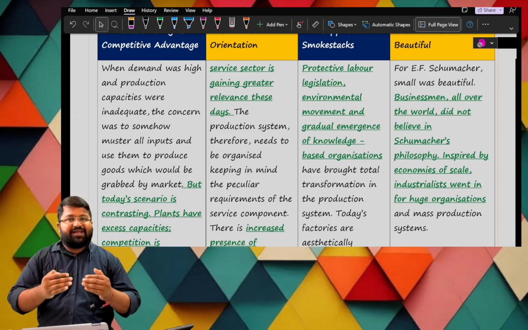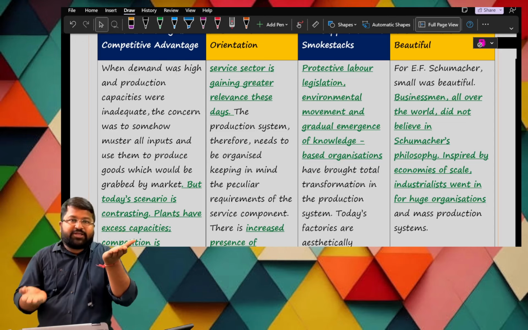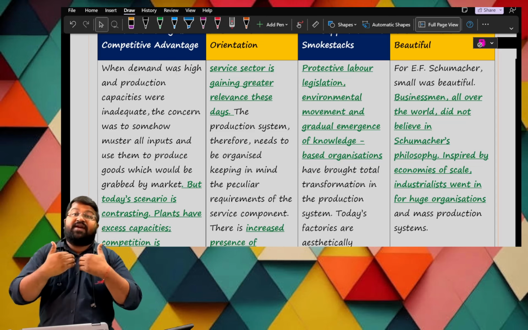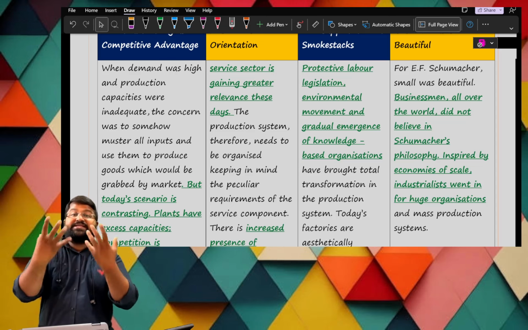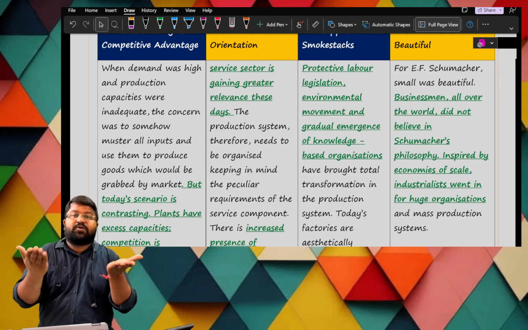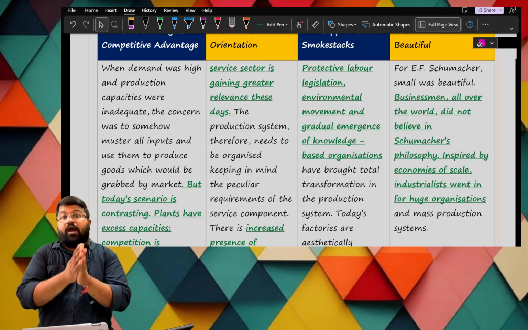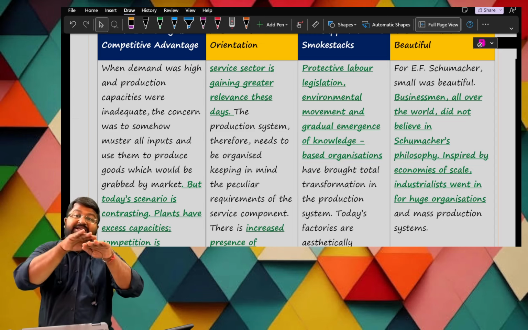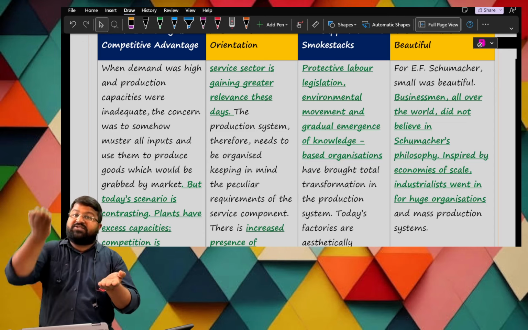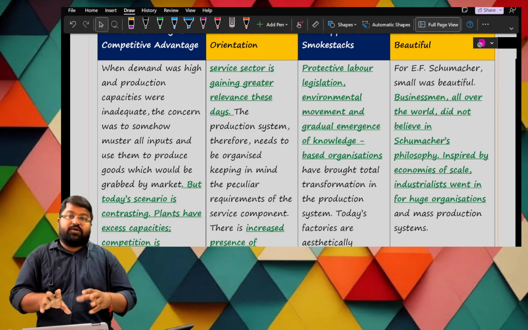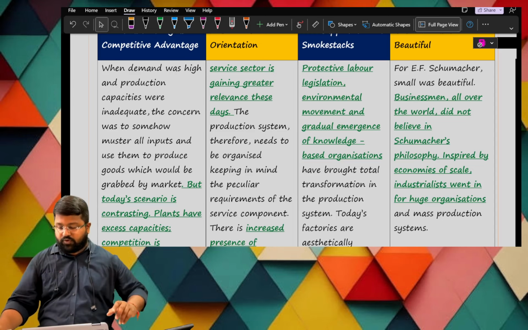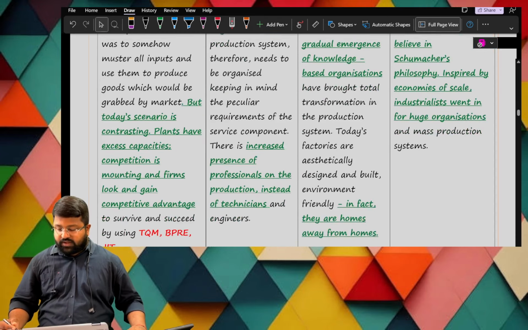Okay, so automatically when the demand is more, I should be in a position to meet the demand. So my manufacturing activities should be in such a way that the customer demand is always met. Also, my manufacturing should be in a position to manufacture only as per requirement. If I'm manufacturing more, I'm also at risk because my funds will be blocked and I will have a great loss. But today's scenario is contrasting.